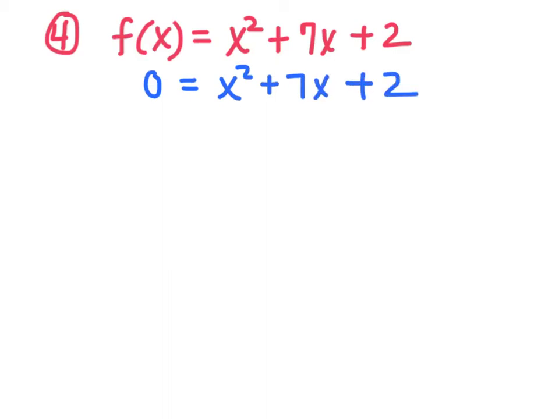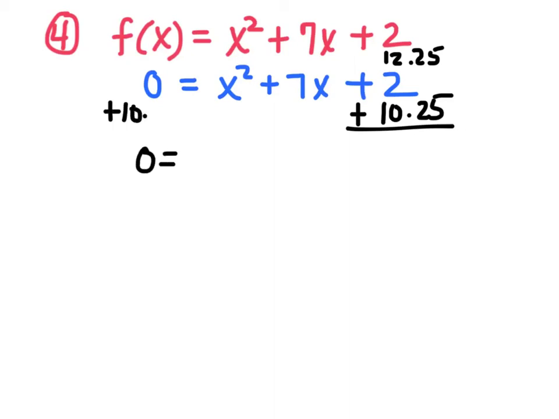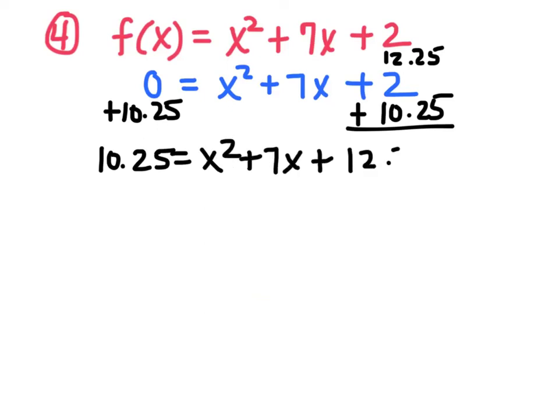All right, I'm going to come to this middle term now. You probably needed a calculator here. Half of 7 is 3.5. 3.5 squared is 12.25. So I need to get to 12.25, so I'm going to need to add 10.25. Okay, and I get 0 equals, add it to both sides. And I get 10.25 equals x squared plus 7x plus 12.25.